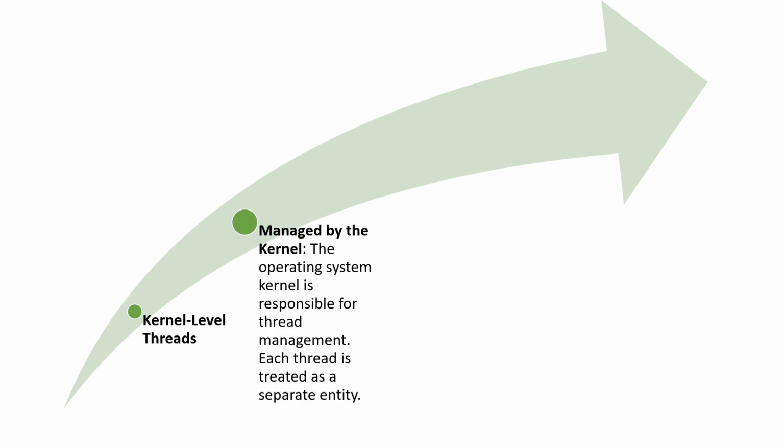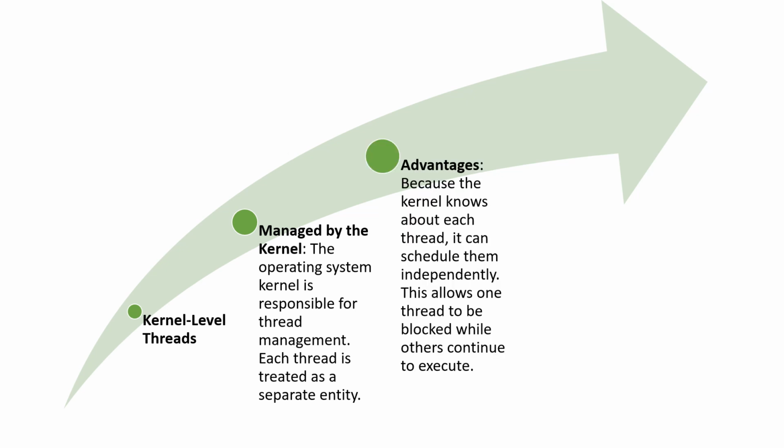Next type is the kernel level threads, and these are managed by the kernel. That is, the operating system kernel is responsible for the thread management, and each thread is treated as a separate entity, or we can say each thread is a process. And this will be explained in the video of multi-threading on my channel.